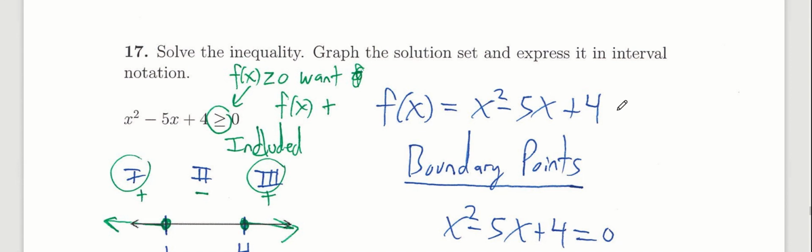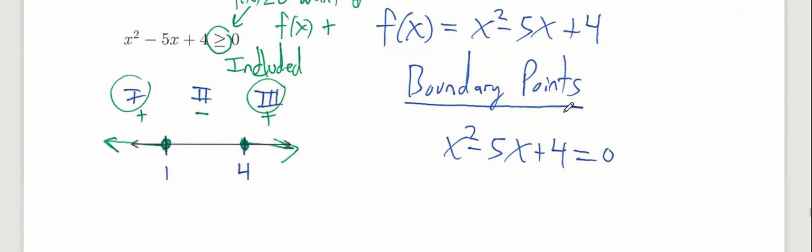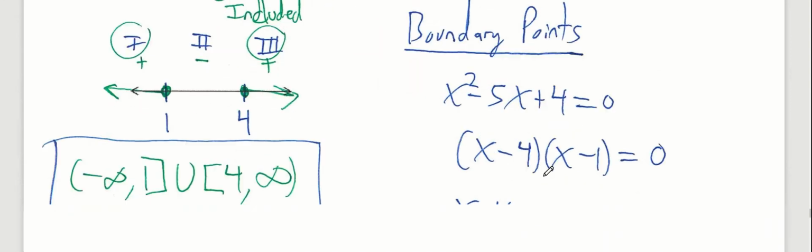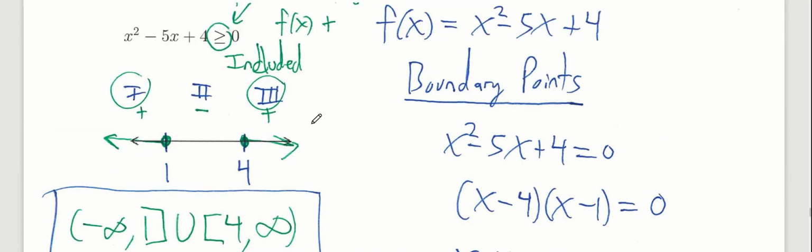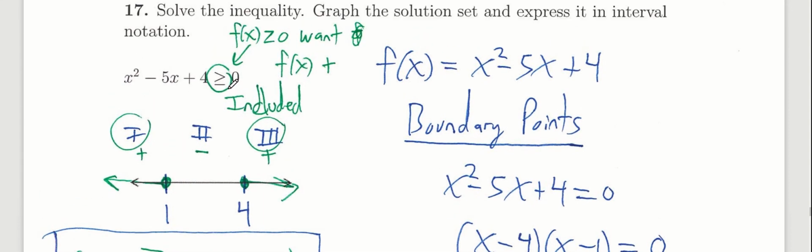The next thing we want to do is find the boundary points in the polynomial case by setting it equal to 0 and solving. We then take those boundary points and plot them on a number line. They will divide the number line up into a bunch of different regions. You can determine whether or not the boundary points are included based upon the type of inequality that you have. If it's greater than or equal to, or less than or equal to, then you can include the boundary points and they will be filled in. If it was a strict inequality, like strictly less than or strictly greater than, then the boundary points will not be included and they would be open circles.